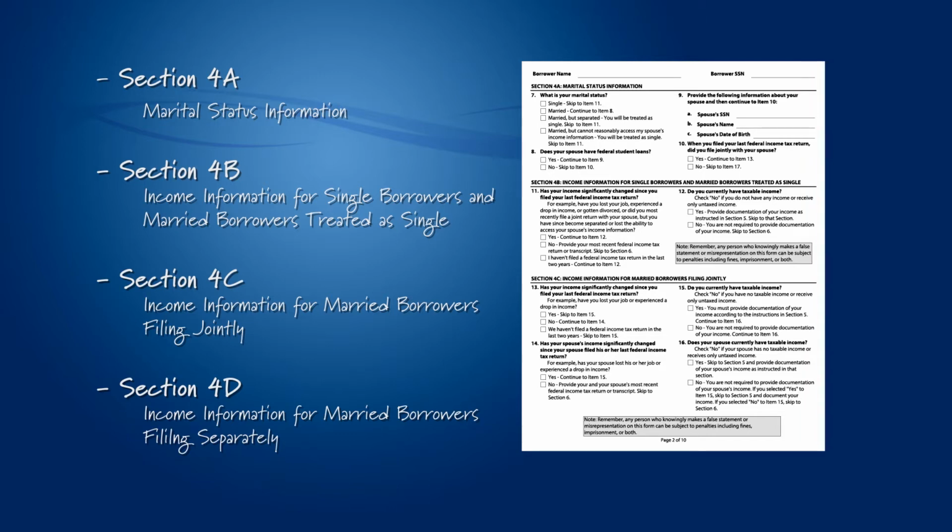You will start by completing Section 4A, Marital Status Information. Depending on how you answered the questions in this section, you will proceed to either Section 4B, 4C, or 4D for additional questions about your, and if applicable, your spouse's income.